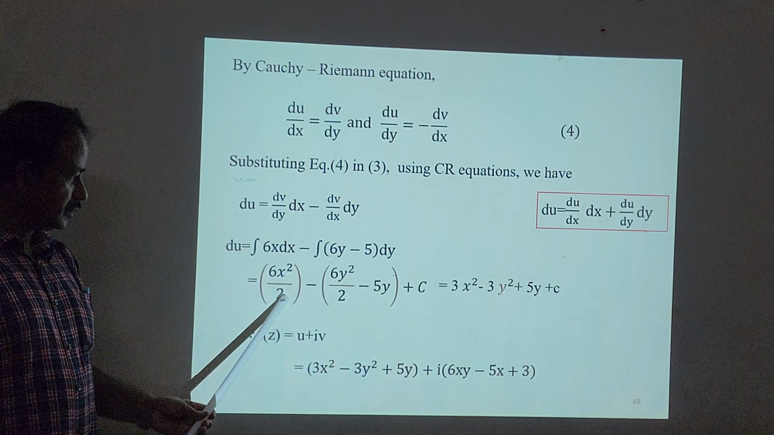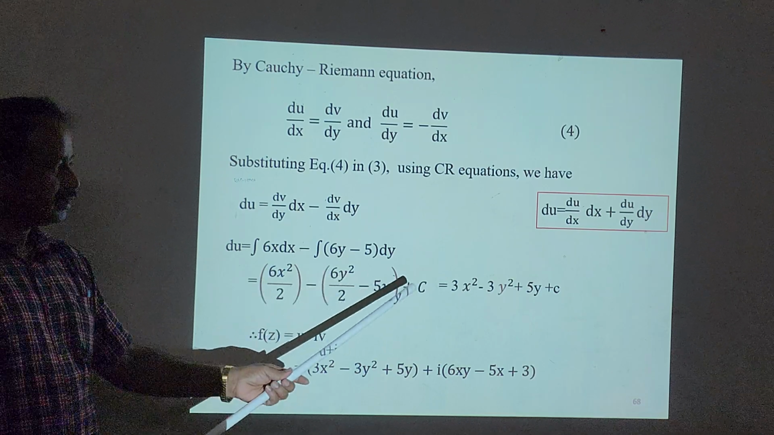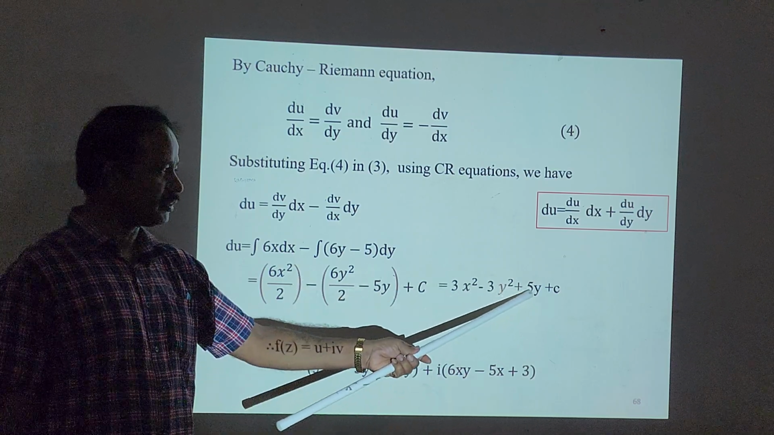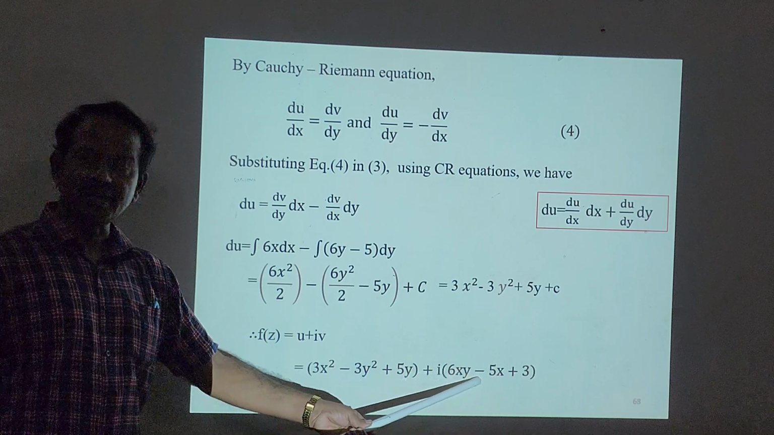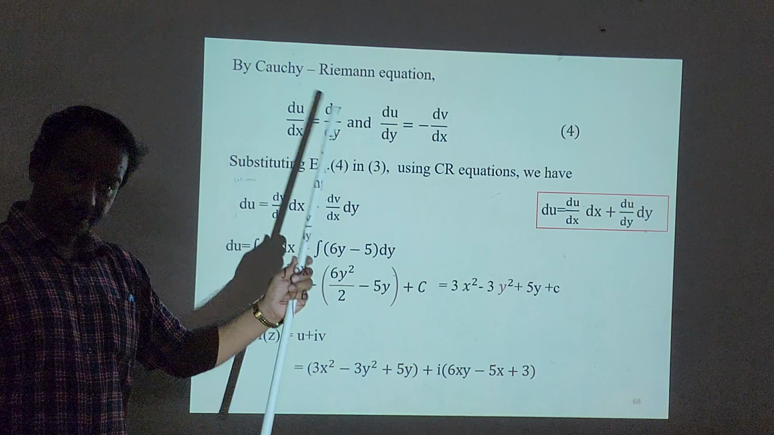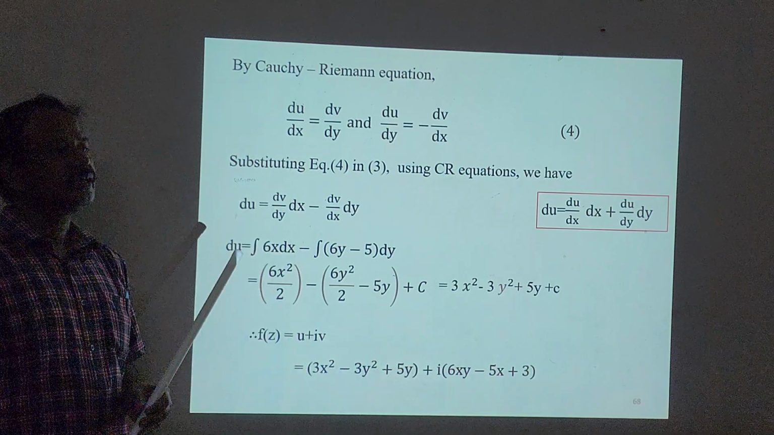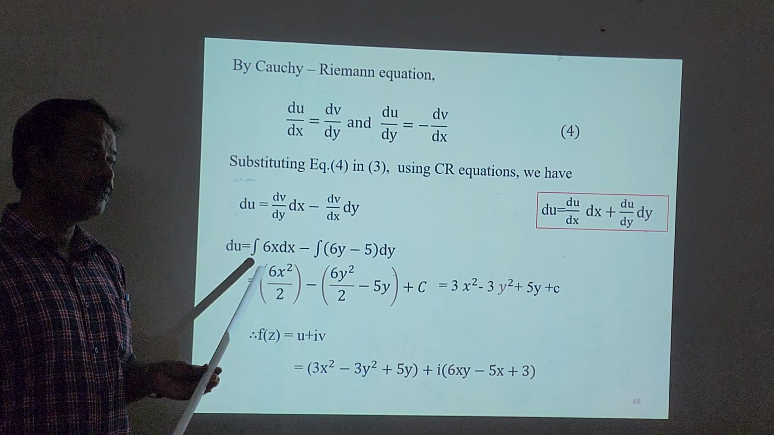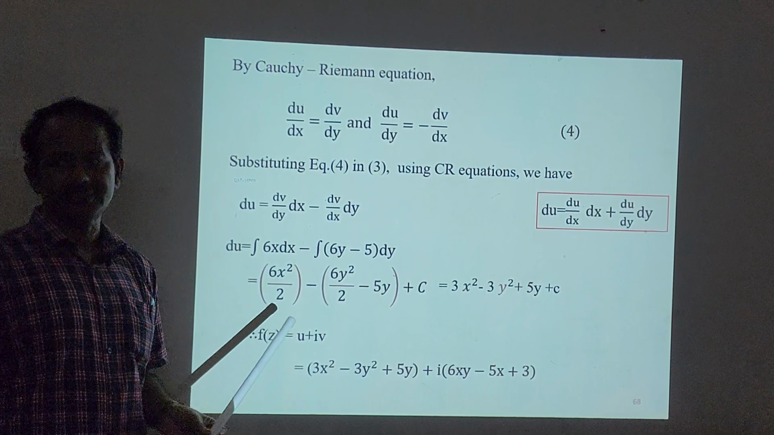So now you can strike it out. So this will become 3x squared. You can strike it out, that will give you minus 3y squared plus 5y, minus into minus plus. So plus 5y plus c. So your f of z will be u plus iv. So u we have found out, v is given in the problem. So u plus iv, this is your f of z, analytic function. So we have constructed f of z, v was given and we had to find out u. So u plus iv will give you f of z. Any doubt?